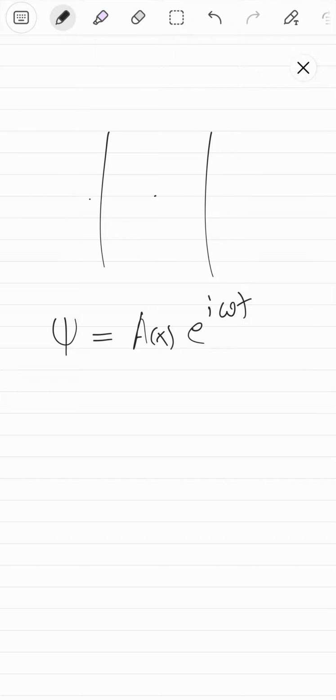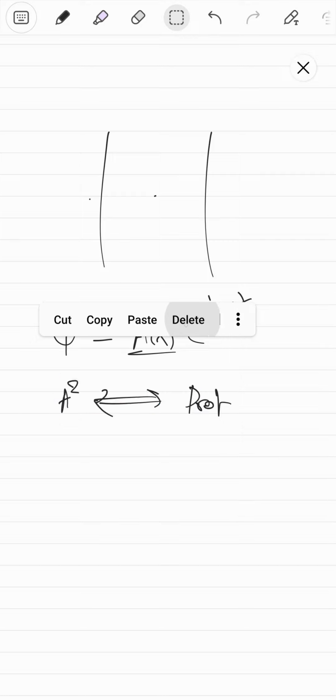Or you could think of it as a complex value itself, but I don't like to think of it like that. And then, of course, phi squared, or actually not this, A squared, is related to probability. It's the probability of finding the electron at that point. So that's the usual assumption that we make.